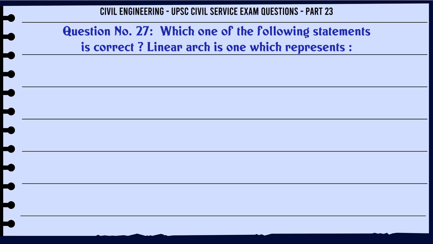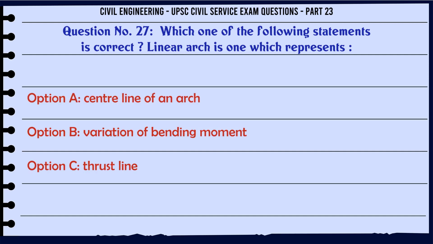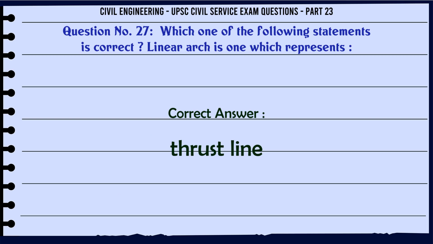Which one of the following statements is correct? Linear arch is one which represents A. Center line of an arch. B. Variation of bending moment. C. Thrust line. D. Variation of shear force. The correct answer is thrust line.